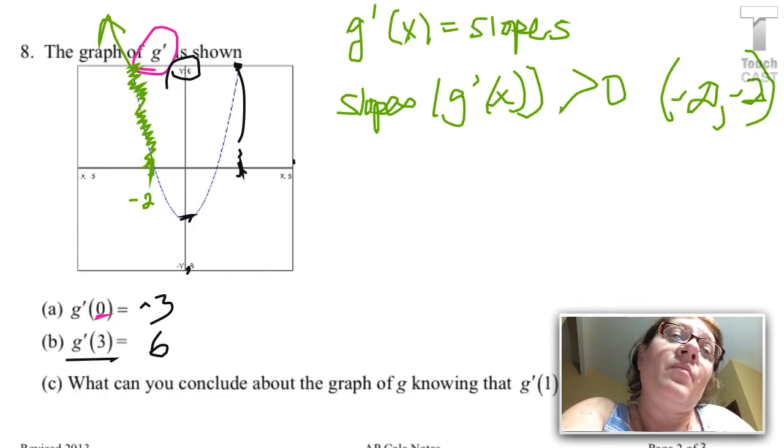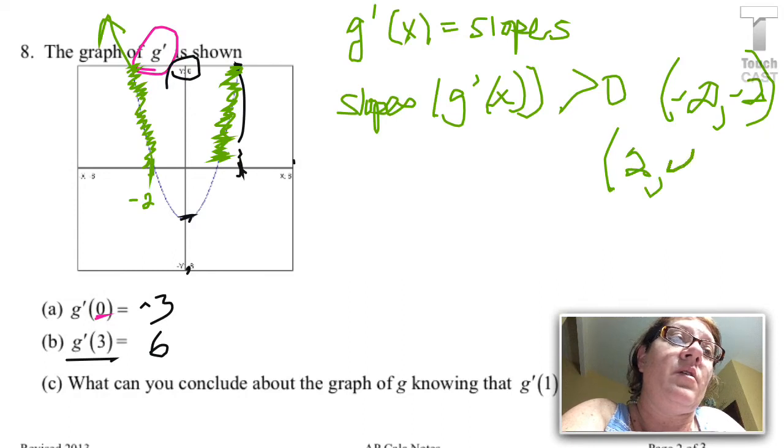And then G prime is also positive. In other words, the y values are all positive over on this side of the graph, which looks like from 2 to infinity.